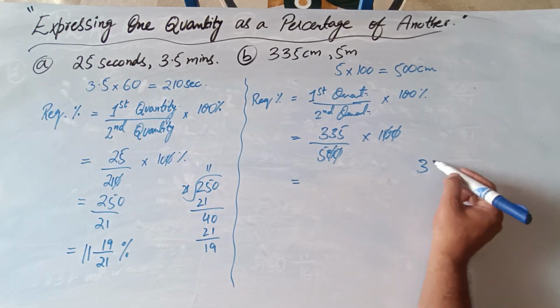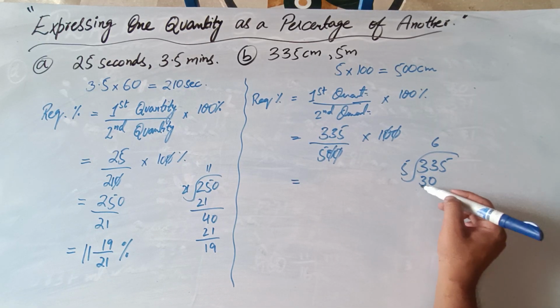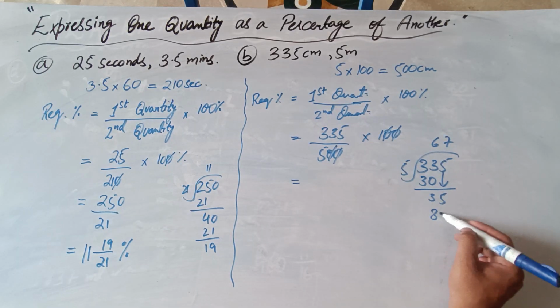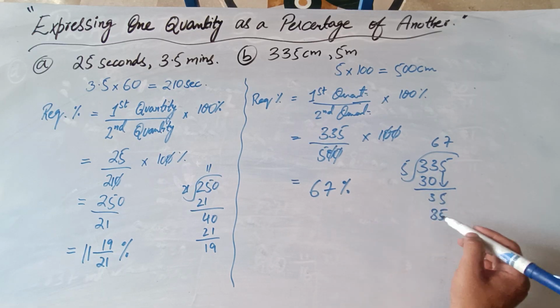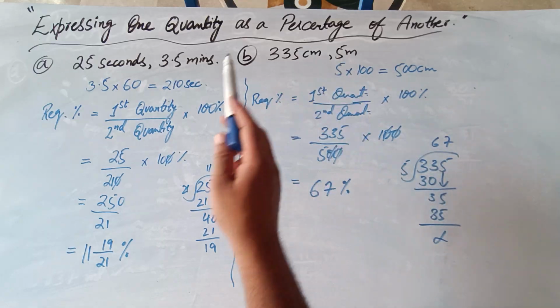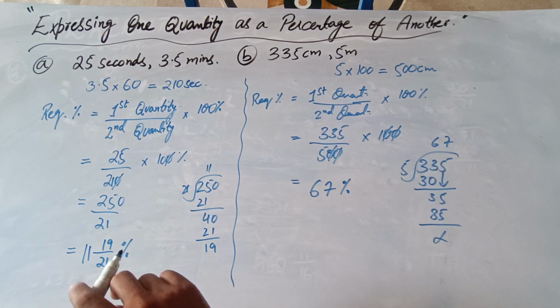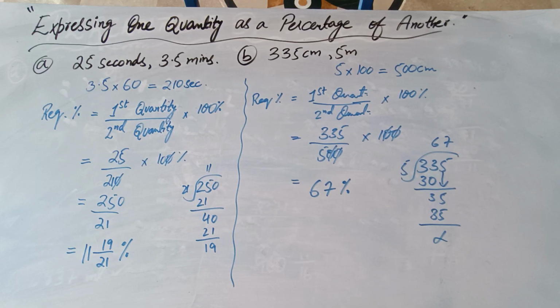Now 335 divided by 5, 5 6s are 30, we are left with 3, bring down 5, 5 7s are 35, so it means that 67%. So first quantity is actually 67% of the second one, and over here it is 11 point something. In decimal you can give the answer in decimal as well by putting a decimal point. So 21 point almost 9%.